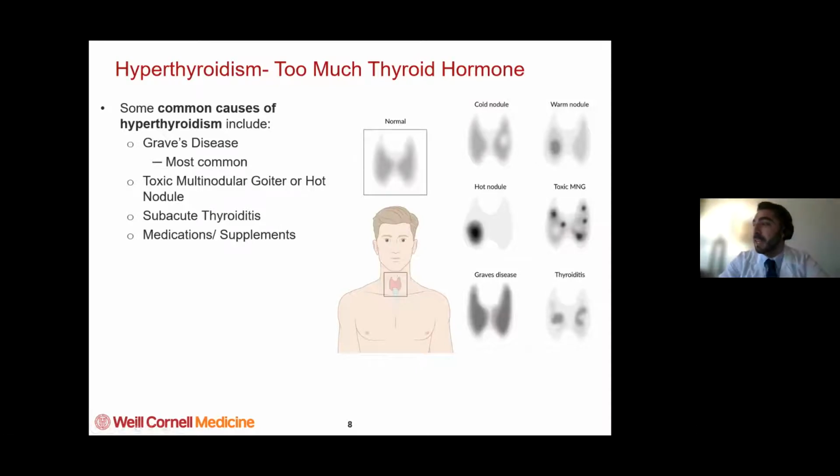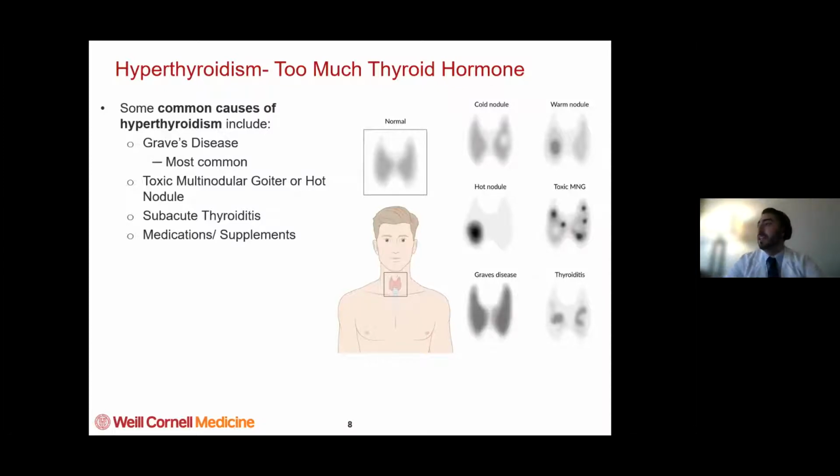And then in thyroiditis, as I mentioned, it's a release of stored thyroid hormone. So there's not much thyroid hormone being made, but rather the hyperthyroidism is resulting from a release of stored thyroid hormone. And so in those cases, the gland actually looks pretty pale.